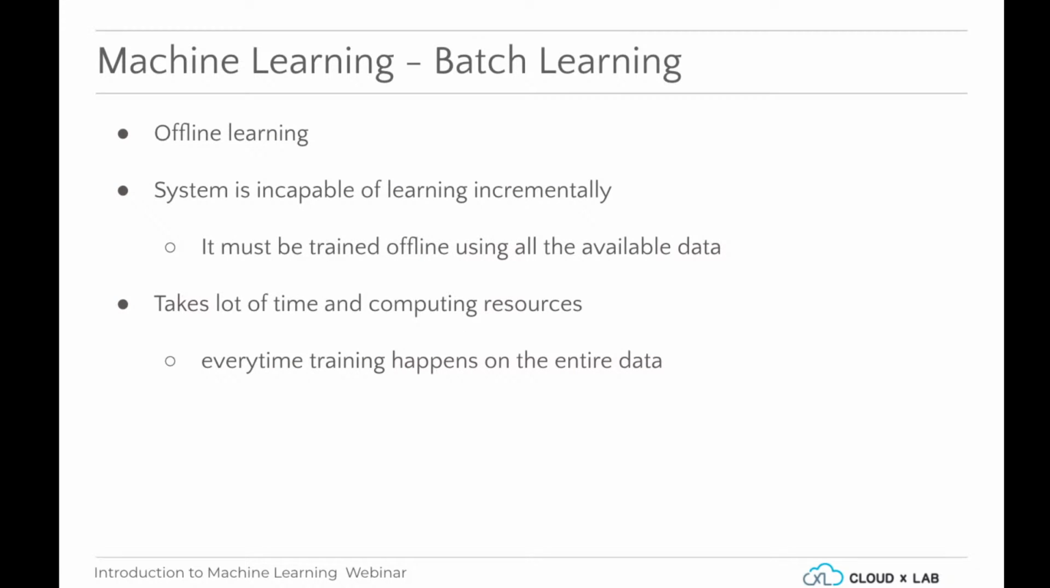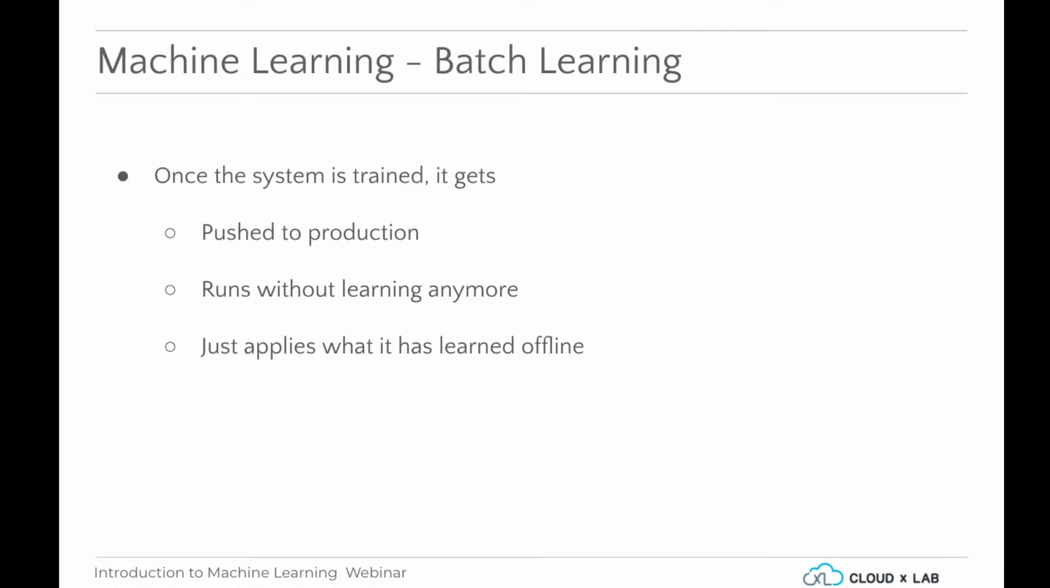So batch learning is offline learning. So it's not really incremental. It has to be trained offline with all the available data. It takes a lot of time and computing resources. And whenever this training happens, it happens on all available data. Once this system is trained, it just gets pushed into production, and after that, there is no learning. It just applies whatever it's learned offline.